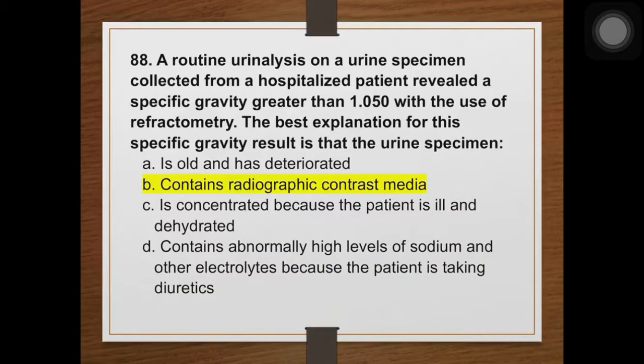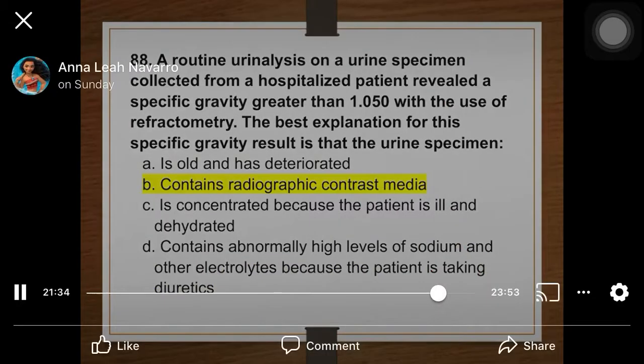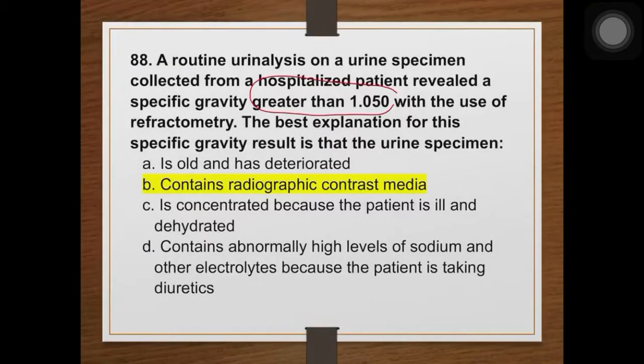Number 88, follow-up question. A routine urinalysis on a urine sample collected from a hospitalized patient reveals specific gravity greater than 1.050 with the use of a refractometer. The best explanation for this specific gravity result is that the urine contains a radiographic contrast dye. In the presence of radiographic contrast dye, ang best way to measure urine specific gravity is reagent strip kasi ang reagent strip is unaffected by contrast dye. Correct answer number 88, letter B.